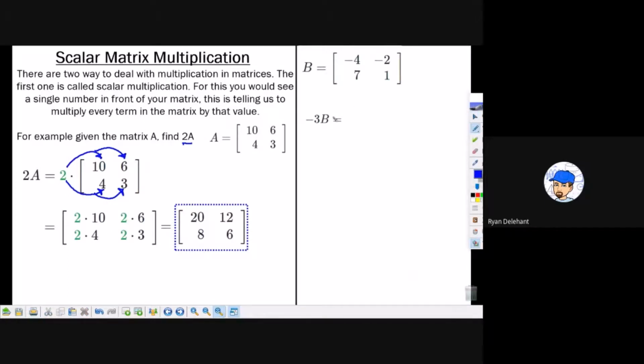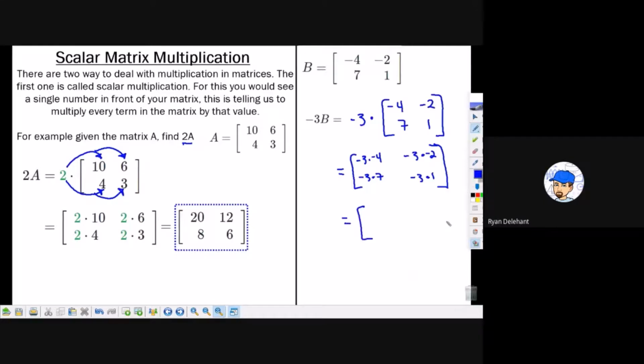So what does this mean? 3B. It means negative 3 times all of this stuff. So we're going to take that negative 3 and we're going to distribute it to everything. So it's negative 3 times negative 4, negative 3 times 7, negative 3 times negative 2, negative 3 times 1. And then just simplify every entry.